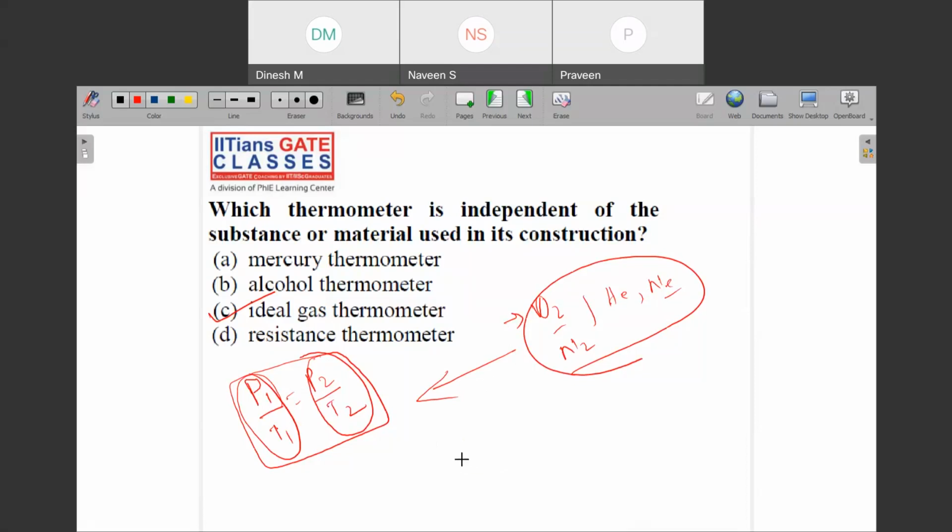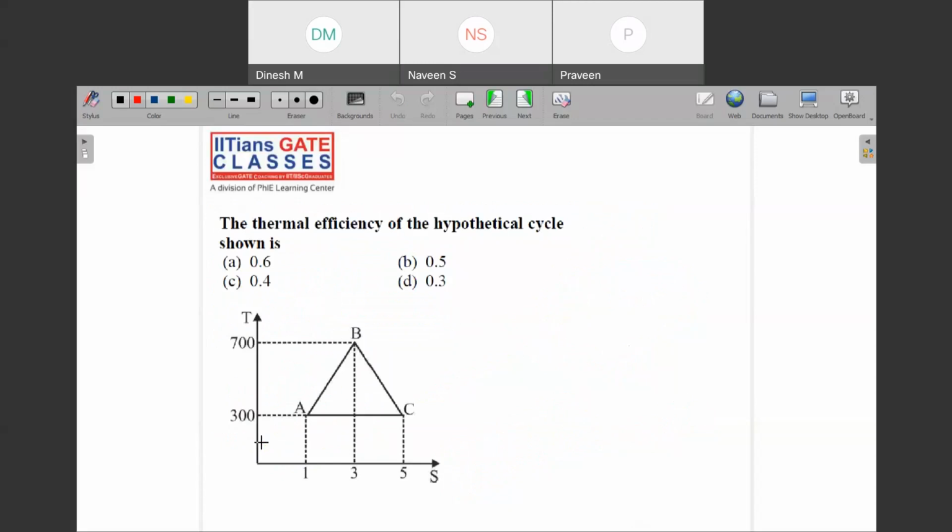But when you use, let us say, a resistance thermometer, then R is R naught plus alpha T. This relation is very specific for a material. This relation might change depending upon the nature of the material, and you can see some slight variation in the temperature, but the ideal gas one is independent of the material of construction, right? Next question. This is a good one.